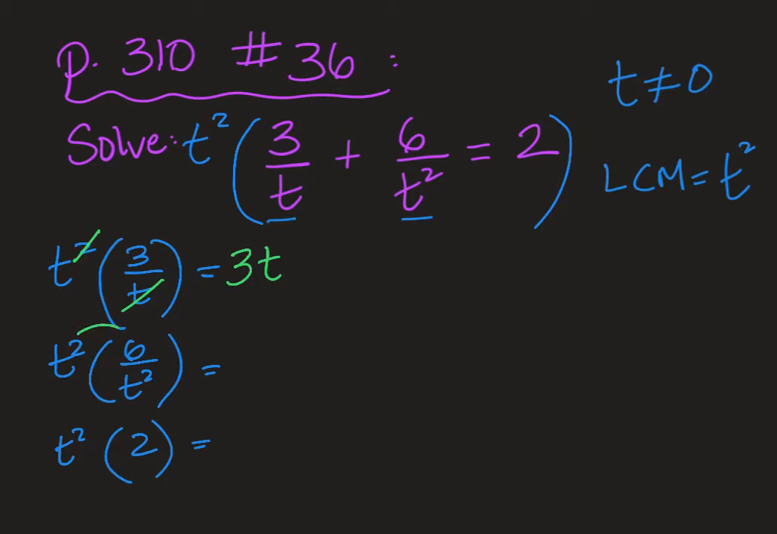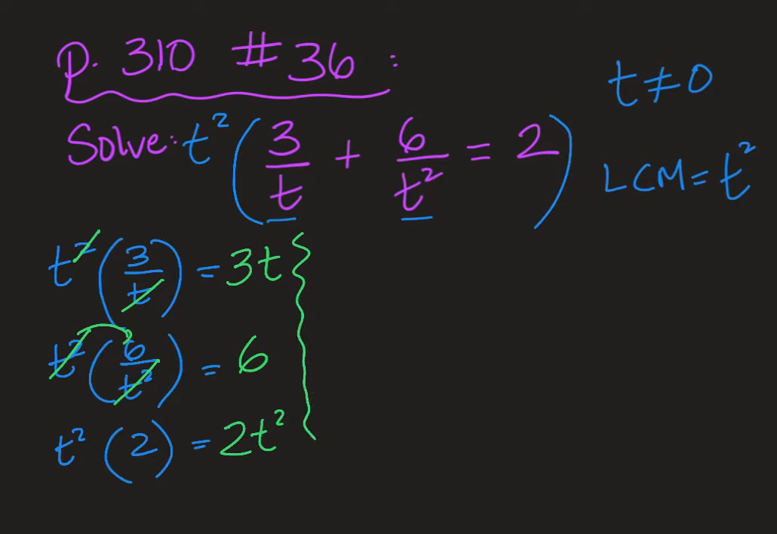When I do the t squared times this fraction, the t squared drops with the t squared. Those cross cancel to 1, and 1 times 6 is 6. And then on the last one, the 2 didn't have a denominator, or it has a denominator of 1, so nothing cross cancels, and I get a 2t squared.